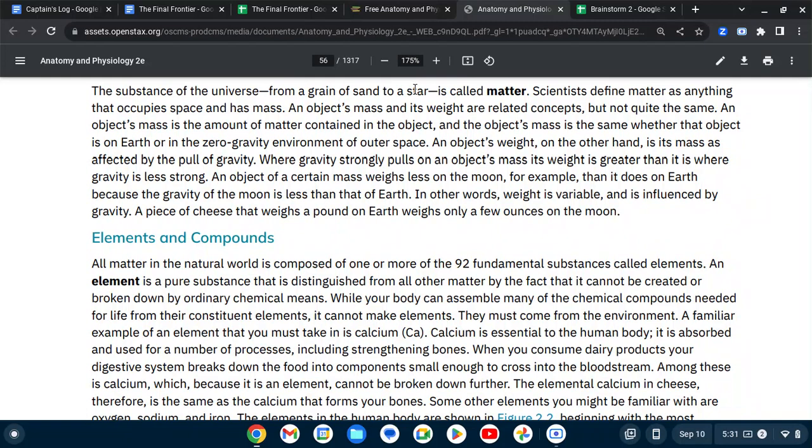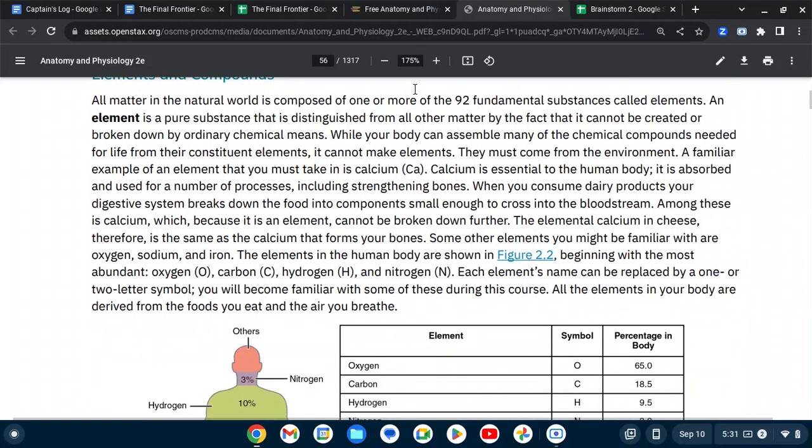Elements and compounds. All matter in the natural world is composed of one or more of the 92 fundamental substances called elements. An element is a pure substance that is distinguished from all other matter by the fact that it cannot be created or broken down by ordinary chemical means. While your body can assemble many of the chemical compounds needed for life from their constituent elements, it cannot make elements. They must come from the environment.